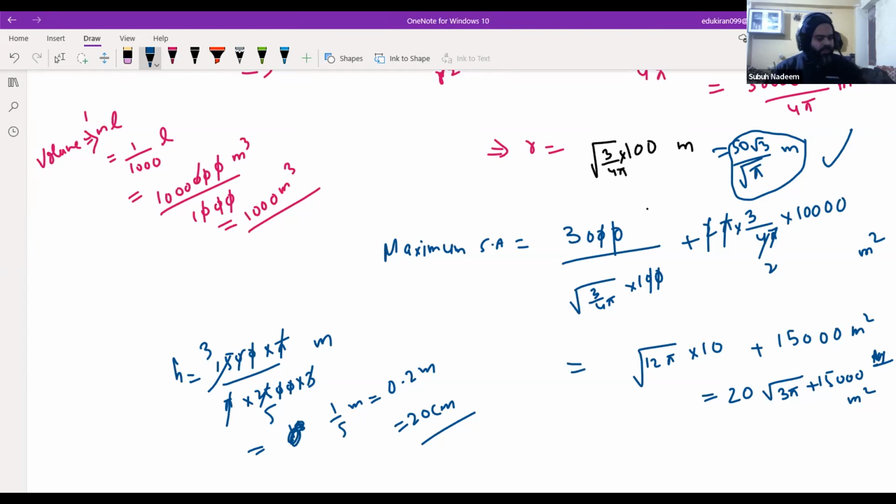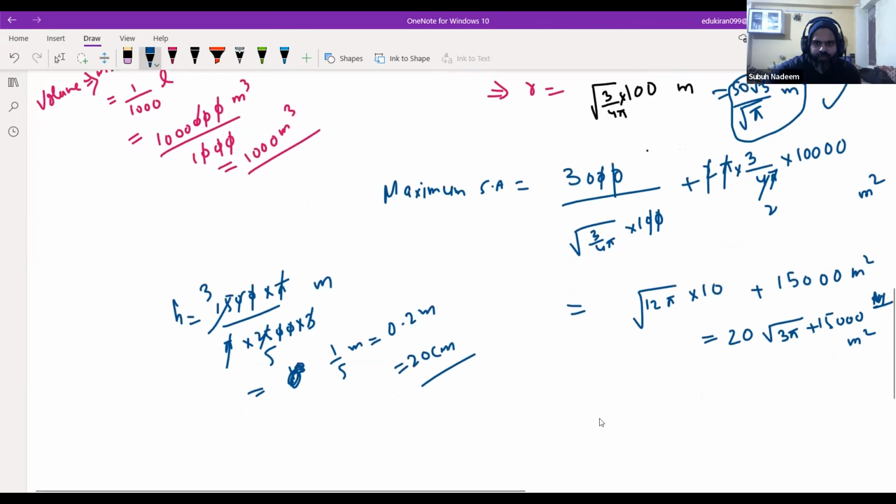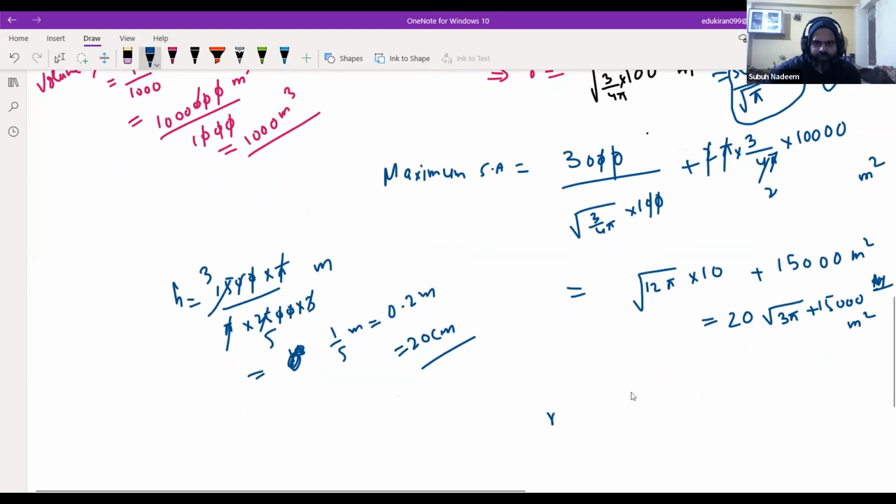Next part which it was asking is the manufacturing company has placed a restriction on the width of the can. The diameter cannot exceed 12 centimeter for packing purposes. Does this alter the optimal dimensions of the can? So the radius which we obtained was 50 root 3 by root pi meter.